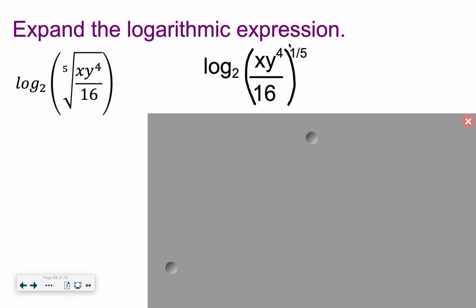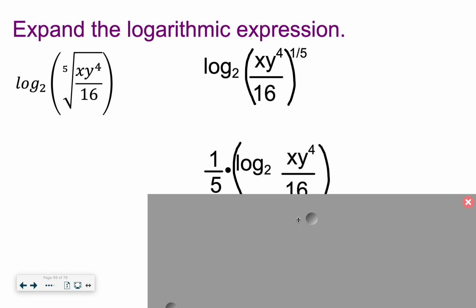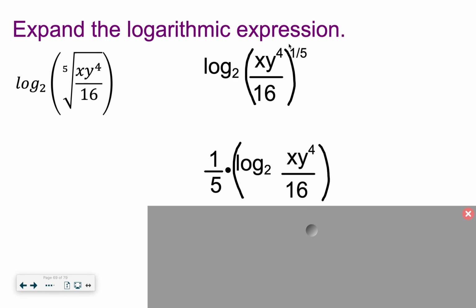Okay, let's see how you did. You could do this 2 different ways. You could just work with the stuff inside the parentheses and expand on it. I personally would bring that 1/5 power out first because it's kind of the glue that's holding everything together. And I want to get rid of that glue because I want to expand it.